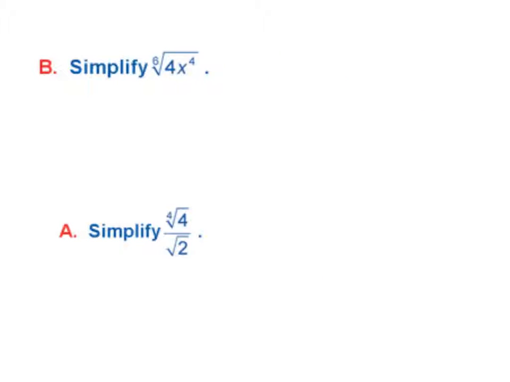So on this one, what you could do, you've got the sixth root of 4x to the 4th. So I'm going to write them separately and see what happens. So I have 4 to the 1/6 power, and then I have x to the 4/6 power. Well, we know that 4/6 reduces to 2/3, so I could do x to the 2/3.